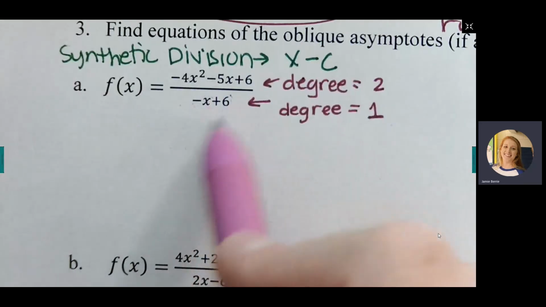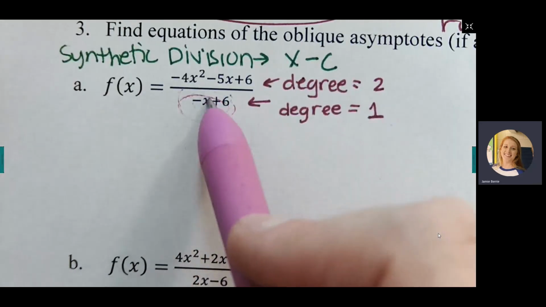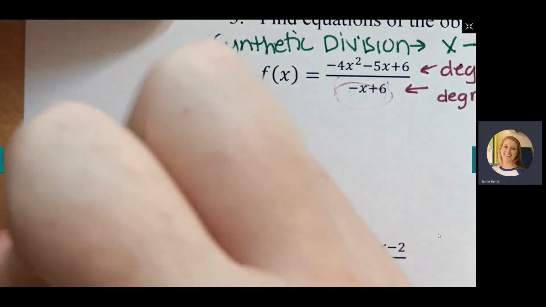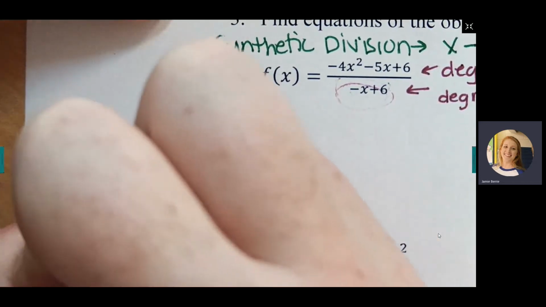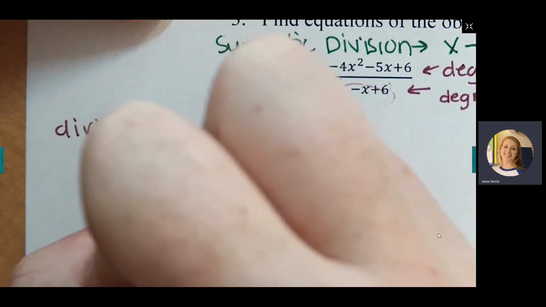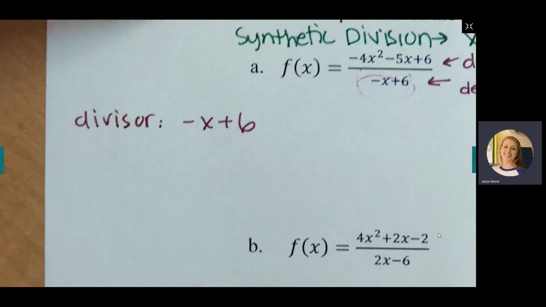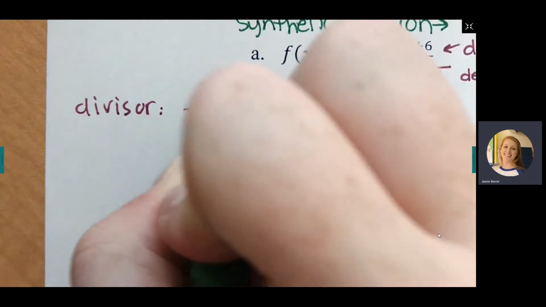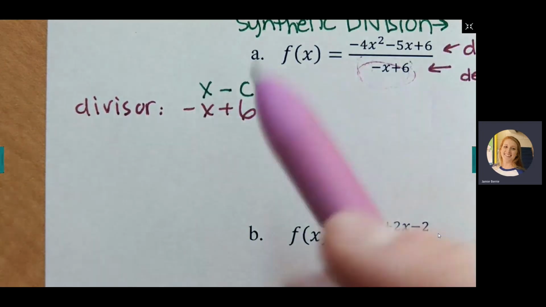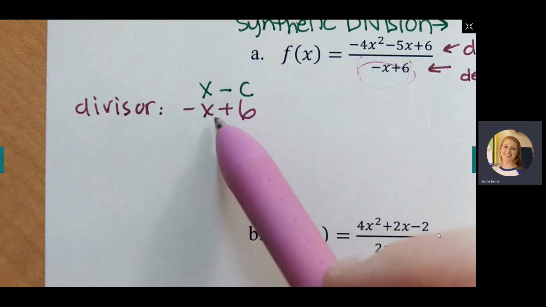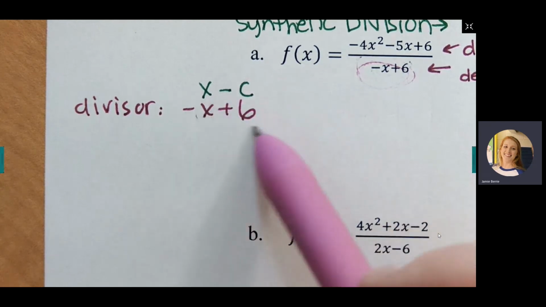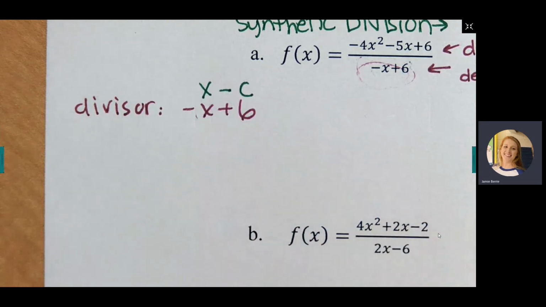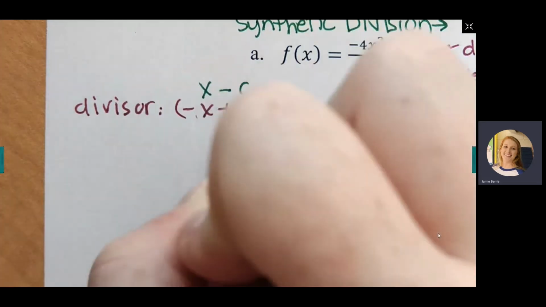Oh, sorry, you couldn't see where I was pointing. We got to work on this divisor because of this negative out front. So over here to the side, I'm going to write the divisor is negative x plus 6. We need to be in the form x minus c, so we need that x out front to be positive. What could we multiply or divide by to change this and make it positive? Yeah, multiply by negative 1.